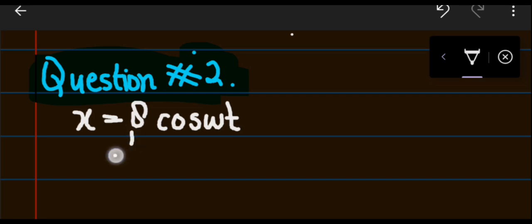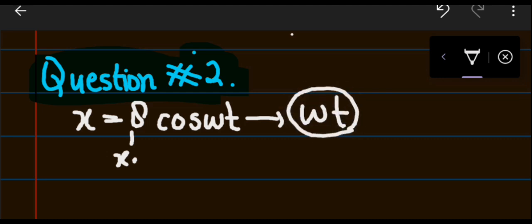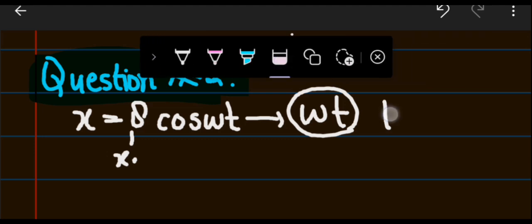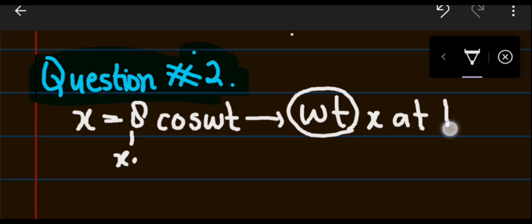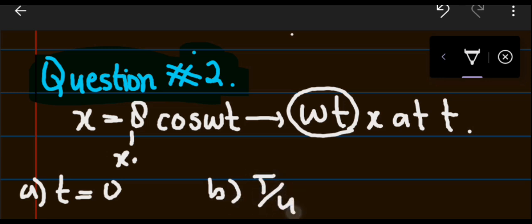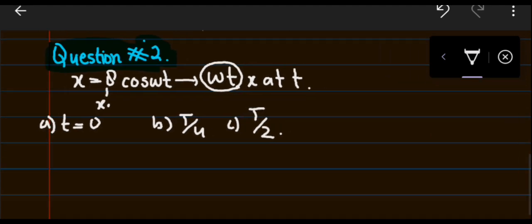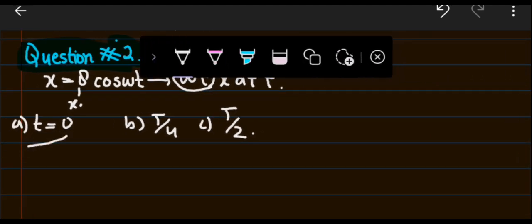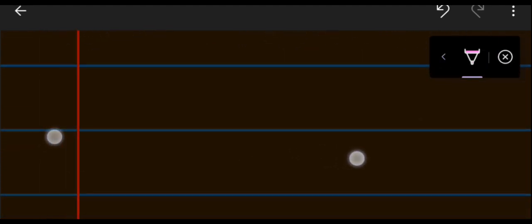Now 8 here is x naught, meaning amplitude. Now you have to find the same phase angle omega t, and you have to find x. You have to find basically x at time t, and time is given. Option A is time 0, B is t by 4, C is t by 2. So I'm going to do only option A, so you can do B and C on your own.